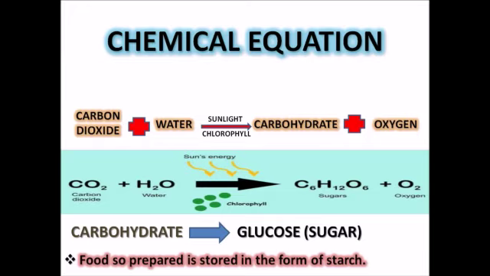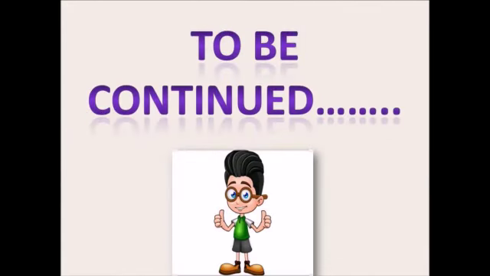Now you may think, where is this food or carbohydrate prepared by the plants stored? The food so prepared is stored in the form of starch. This starch is stored in the leaf. The presence of starch proves that photosynthesis had taken place. The food is prepared in the form of glucose, which gets converted into starch.